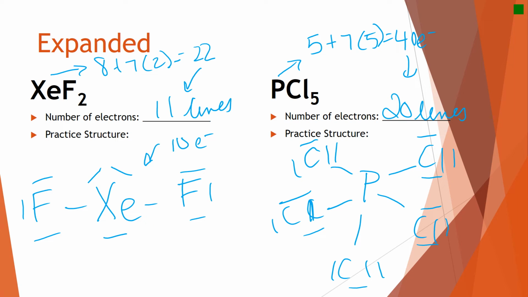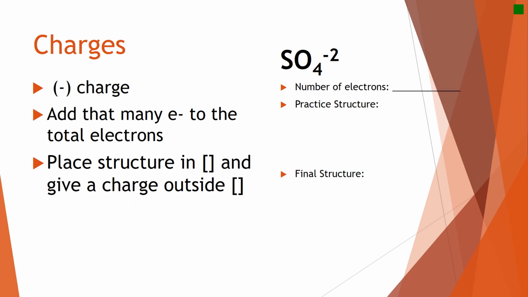My phosphorus is absolutely fine with doing this, even though it has 10 electrons because it has 5 bonds. It is perfectly fine with it because it's in the 3rd row or lower, and it can therefore have an expanded or greater than an octet.